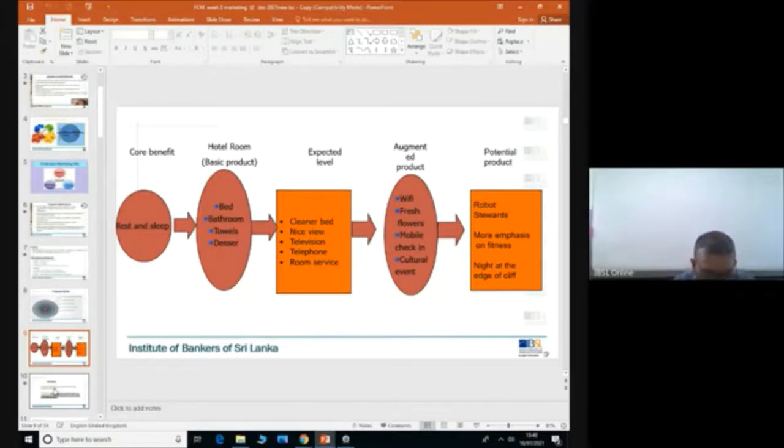The next level is the expected level, the expected product. Expected level means a set of attributes and conditions that buyers normally expect when they purchase a product.